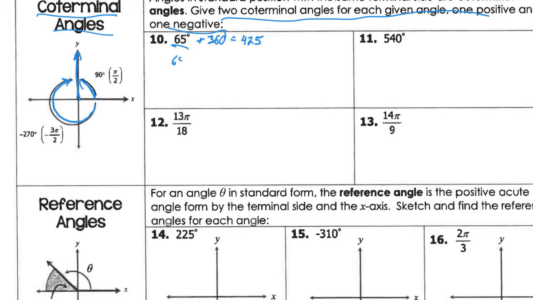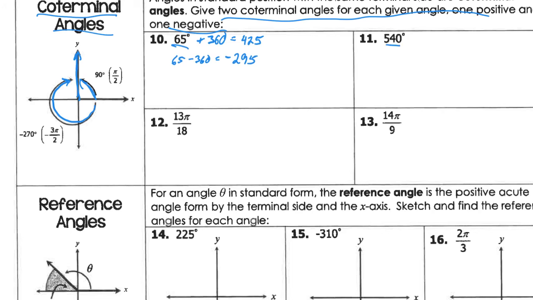So now to get a negative, I just take 65 and subtract one full rotation. So subtract 360, and it's going to leave us with negative 295. So there are two coterminal angles, one's positive and one's negative. So that's all you're doing. You're adding or subtracting one full rotation.